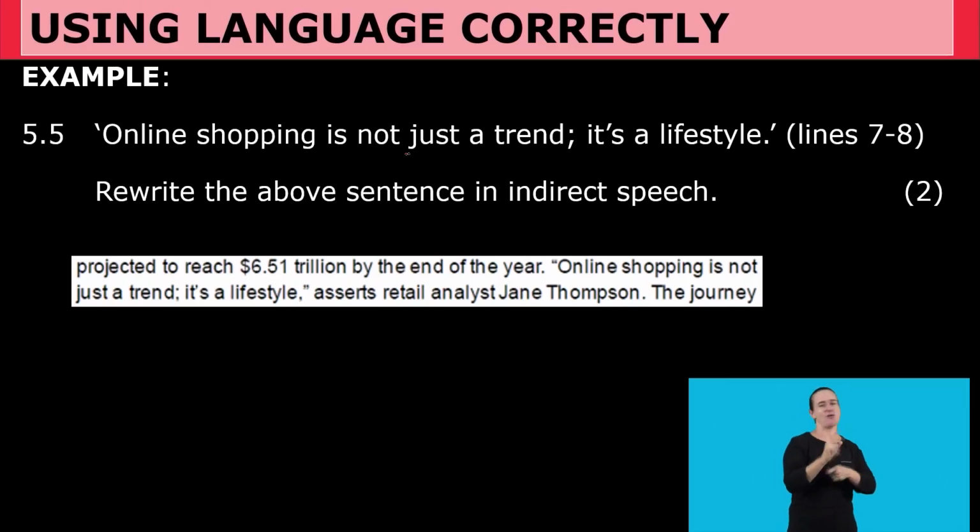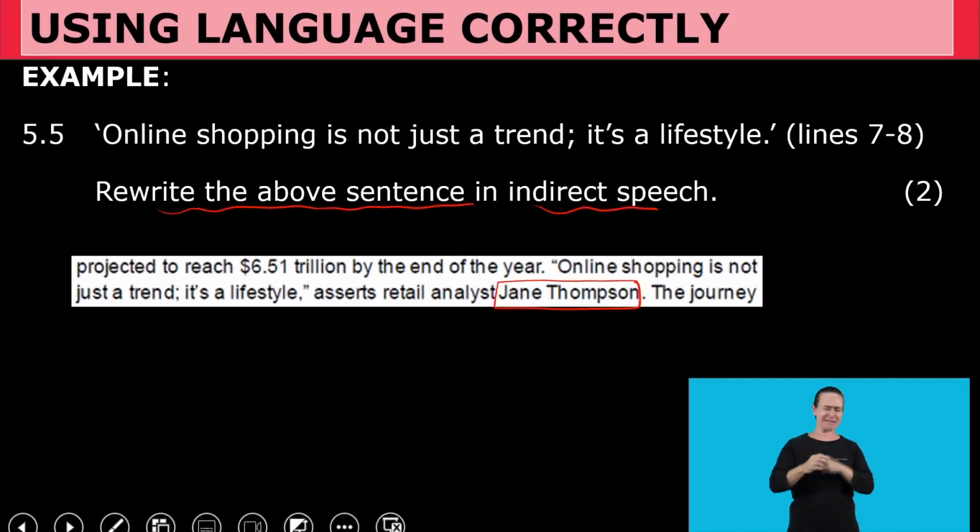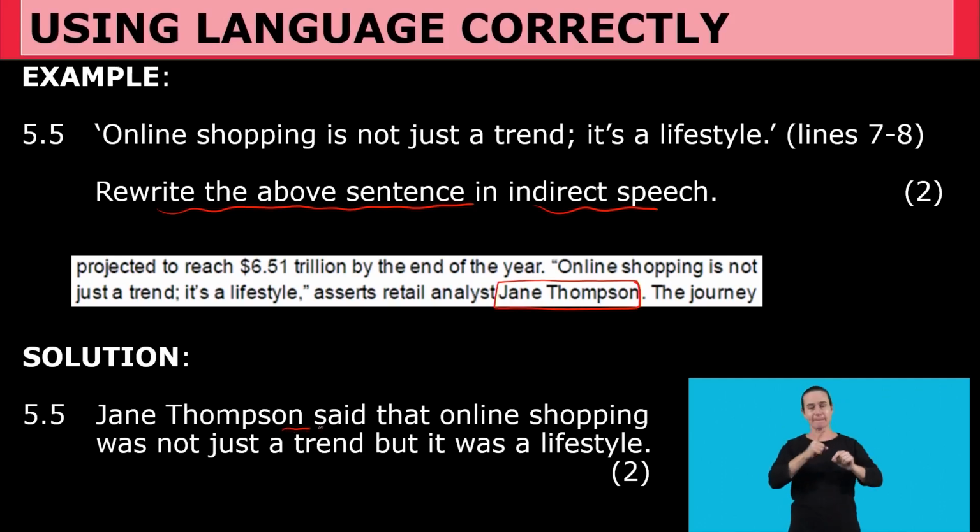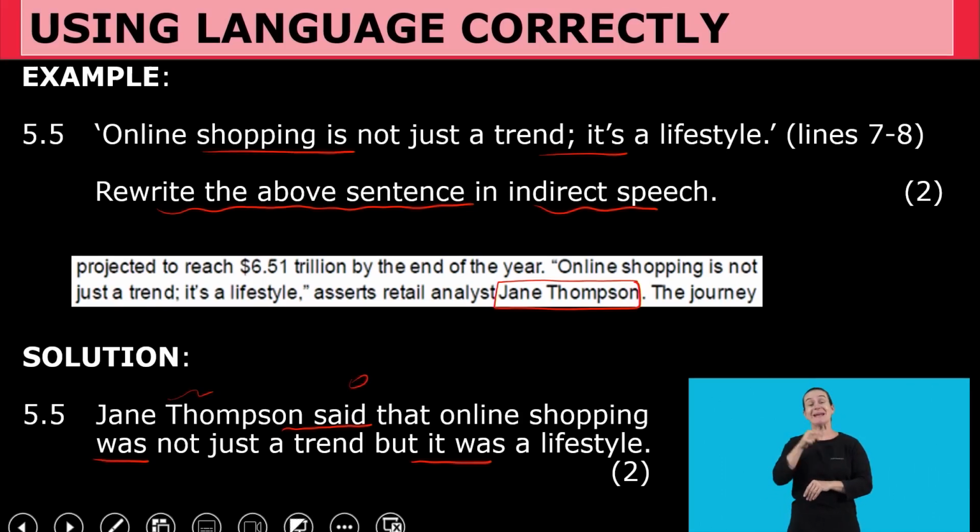The next question is question 5.5. Online shopping is not just a trend, it's a lifestyle. Rewrite the above in the indirect speech. So here you would find the speaker's name is Jane Thompson, and you would start with that and a word like said, that online shopping was not just a trend, but it was a lifestyle. You must change the tense and then add the speaker's name if it's available and an introductory word like said.